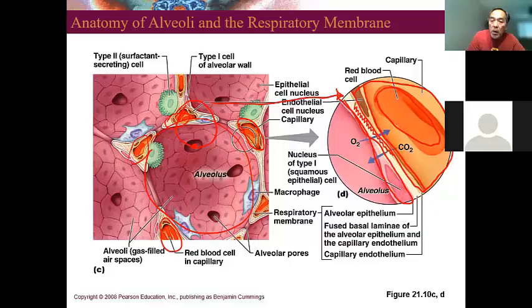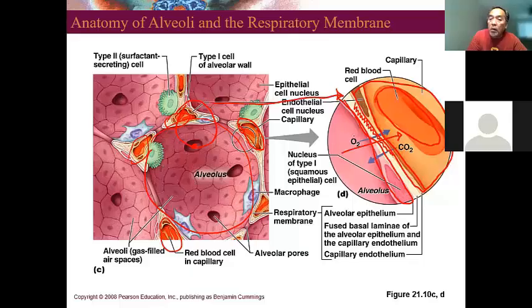So that's going to be what we call the basement membrane. So the barrier between the air coming out from the alveoli to go into the blood vessel is made out of 3 layers: the simple squamous epithelium lining the alveolus, the basement membrane, and the endothelium of the blood vessel. And that allows those gases to diffuse, okay?